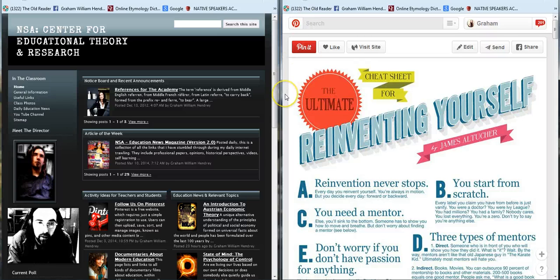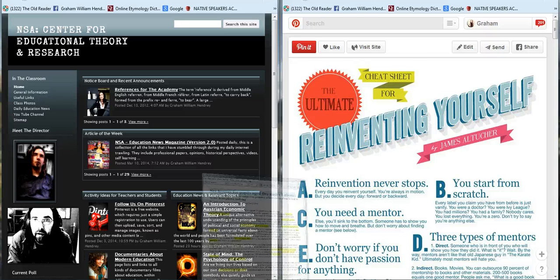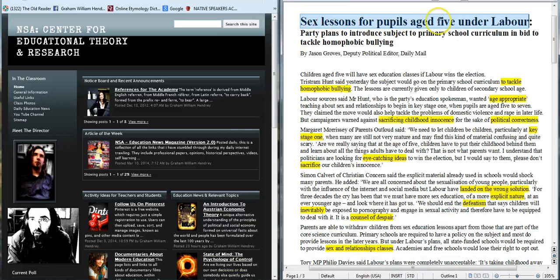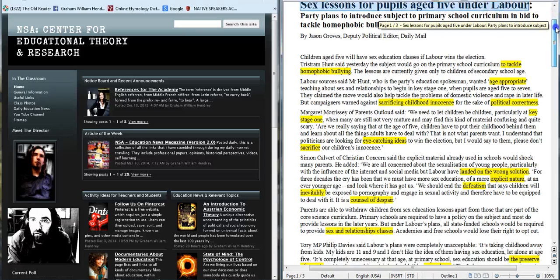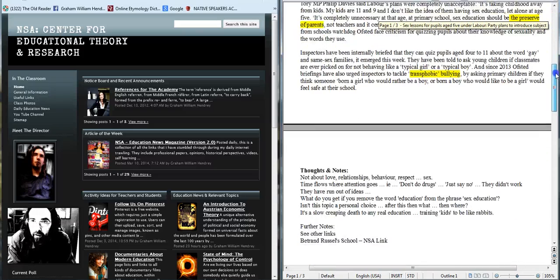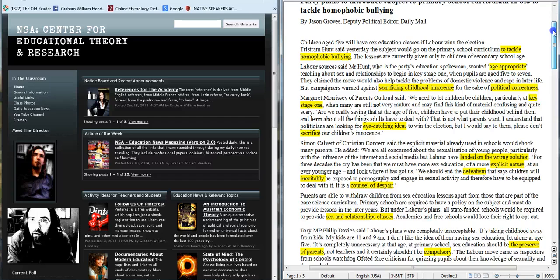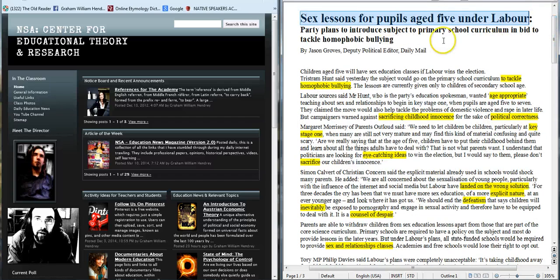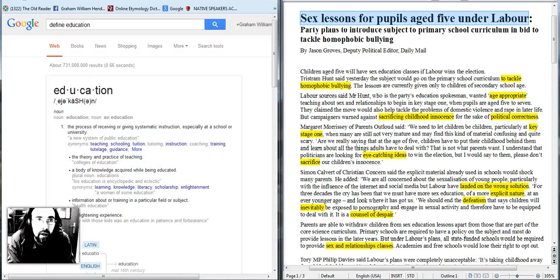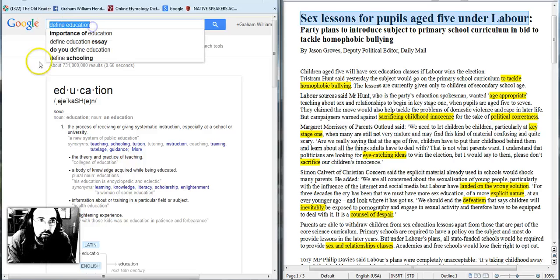Anyway, why are we here? We're here to have a look at an article, and the article is sex lessons for pupils aged 5 under Labour. As usual, I have highlighted the key vocabulary, and you can pause the video and check it before we look through the article, or you can guess from the context and check your understanding after. As usual, if you are working with the vocabulary, I recommend typing into Google "define" followed by the word that you are interested in. So here's one that I did earlier.